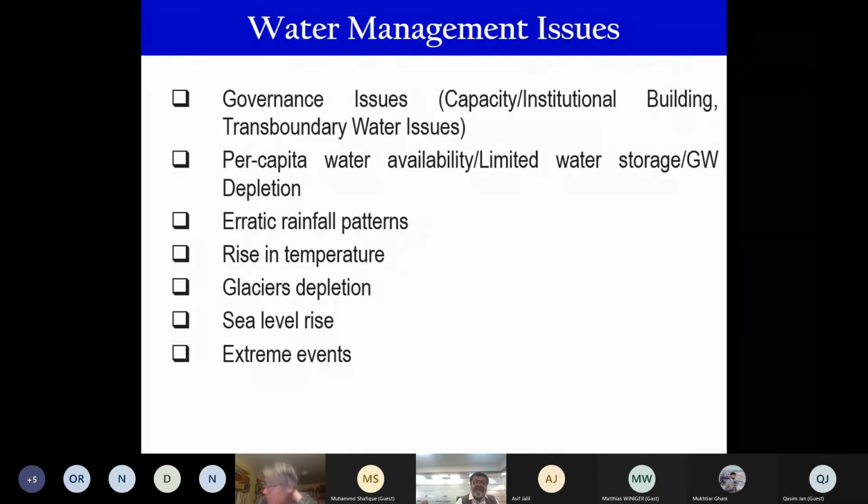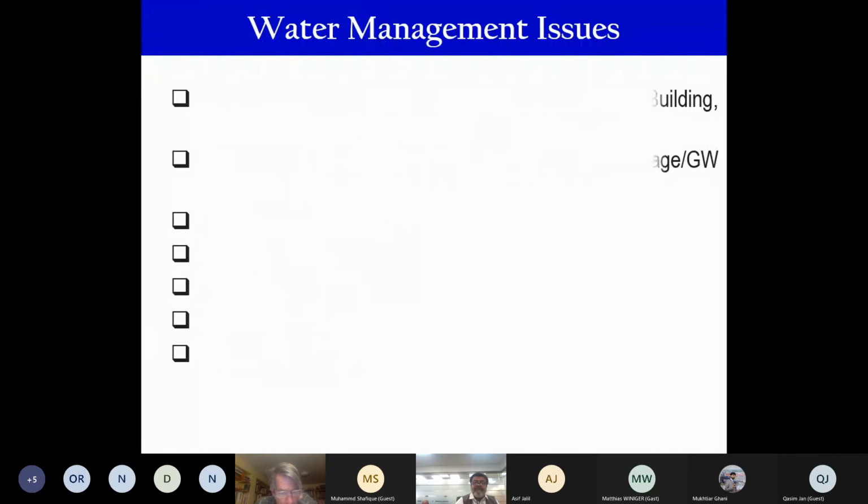Glaciers are melting due to global warming. Sea level will rise, of course, as more water goes to the sea. Extreme events mean extreme floods and extreme droughts. These are the water management issues.